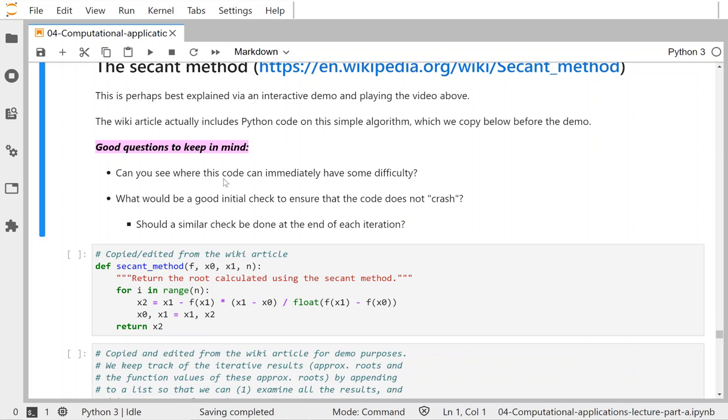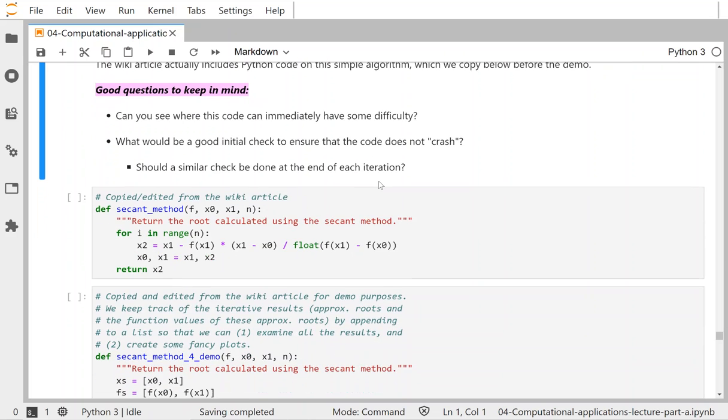So can you see where this code can immediately have some difficulty? And what would be a good initial check to ensure that the code does not, let's say, crash? Should a similar check be done at the end of each iteration?